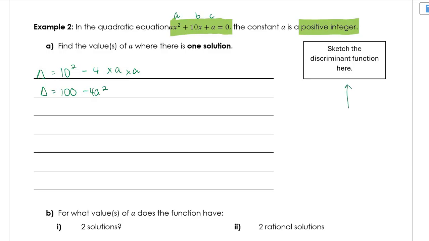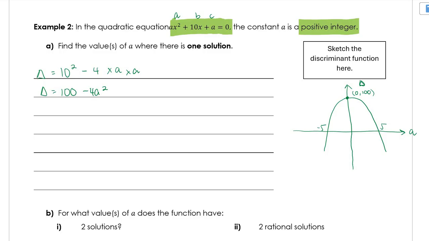What we're going to do with this information is sketch our discriminant function, but instead of x and y, we've got a and the discriminant. And for 100 minus 4a squared, I know that my turning point and intercept are going to be at 0, 100, and that my two intercepts here are going to be at -5 and 5. Now, because you're just doing some quick working out, you don't need to write the coordinates down for this one. You're just doing a quick sketch.